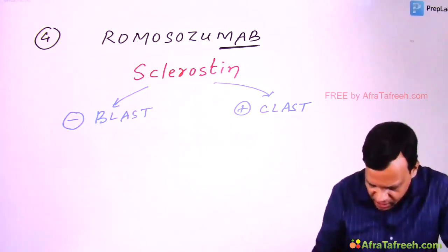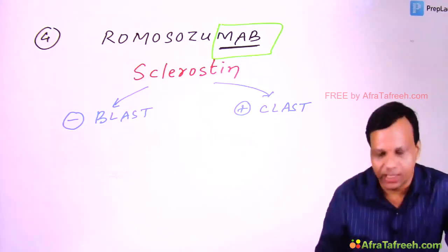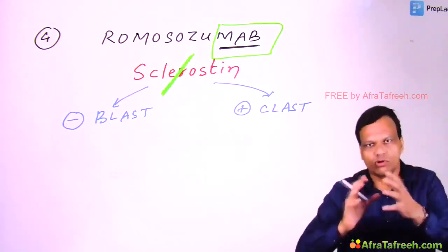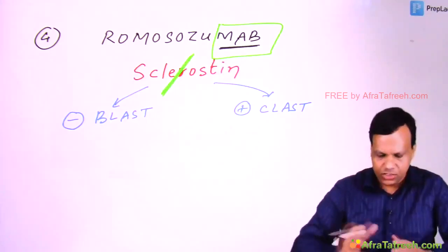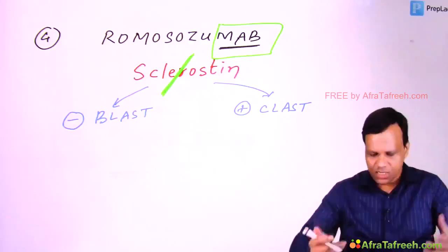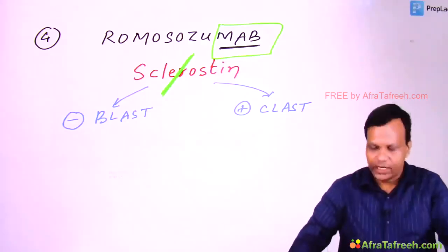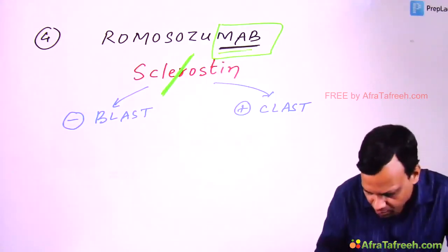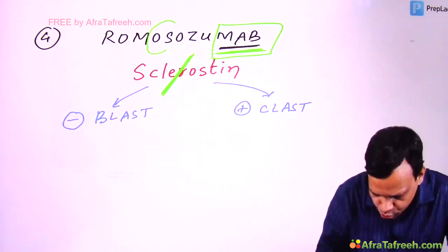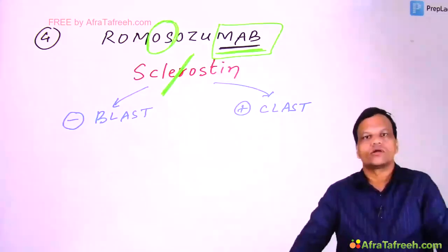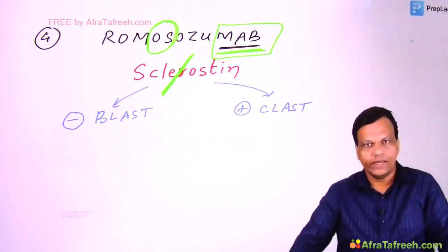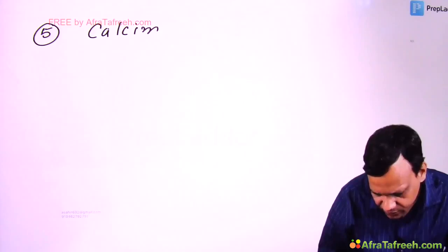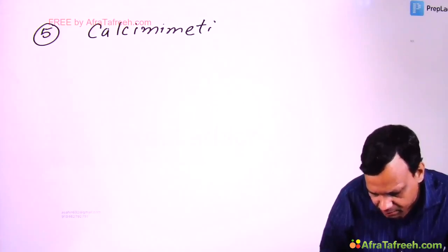So what we have done is we have developed a monoclonal antibody against sclerostin. So romosozumab is a monoclonal antibody against sclerostin. So it can be used in osteoporosis. Like strontium ranelate, it also has dual action. So again, from the name you can remember, monoclonal antibody used in osteoporosis, romosozumab. Okay. Then we have the last group of drugs which are called calcimimetics.